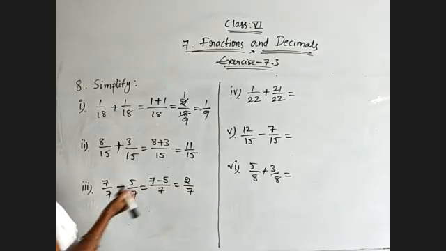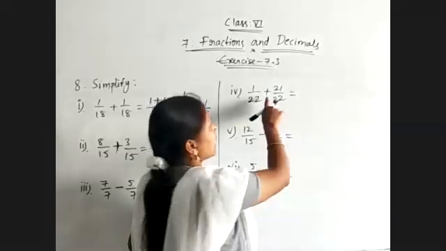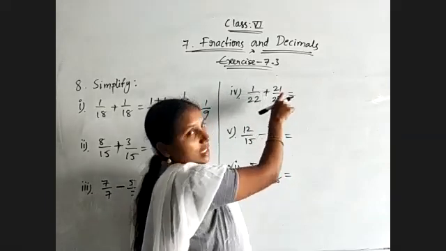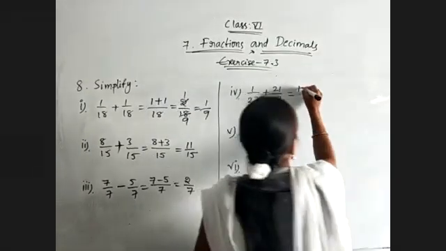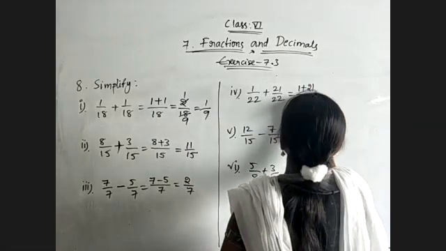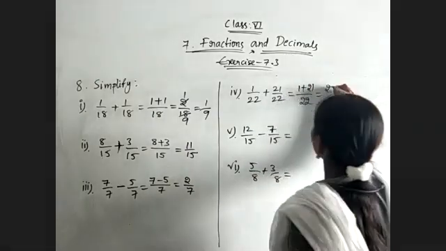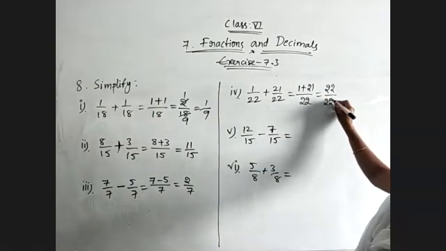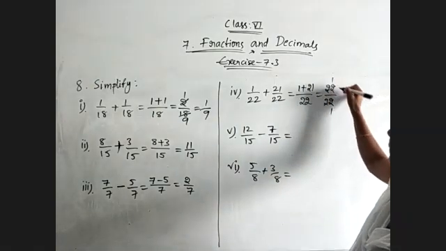Okay. Then the fourth one, addition given, and both are like fractions. So the sum of the numerators by the common denominator, that is 1 plus 21 divided by 22. Which is nothing but 22 by 22. 21 plus 1 is 22. So 22 ones are 22, 22 ones are 22, which is equal to 1.